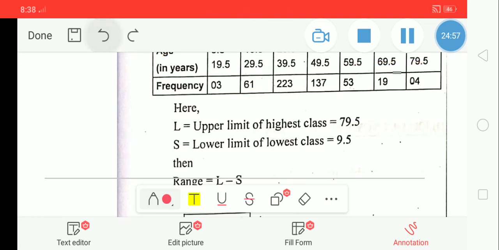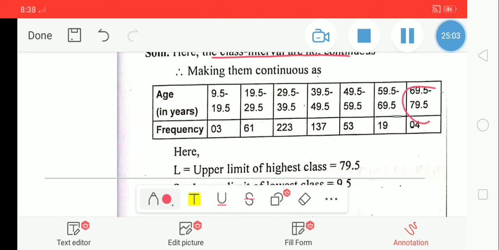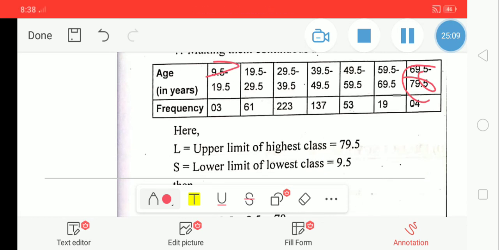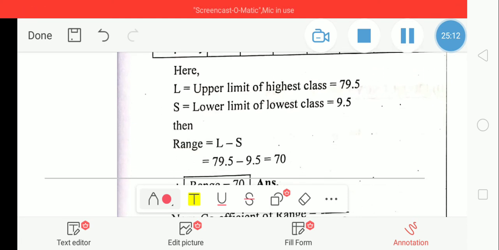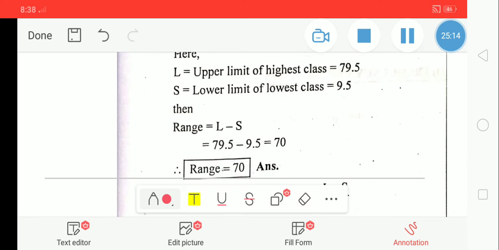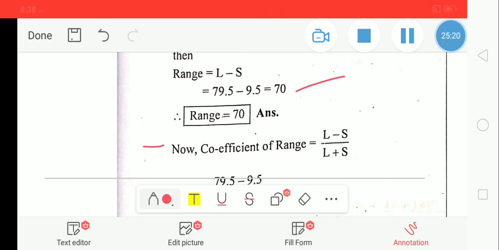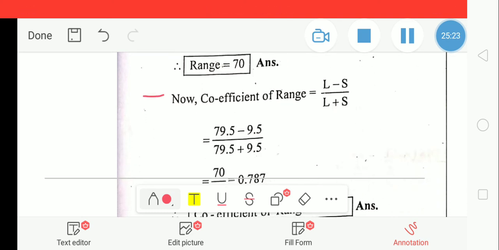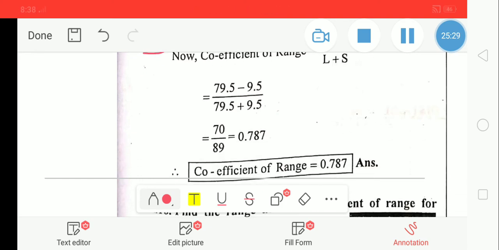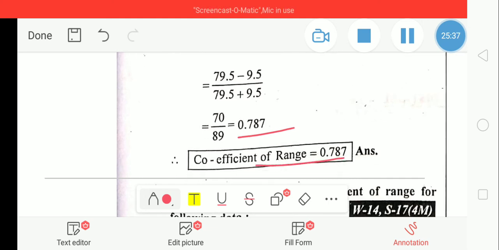L is the upper limit of the highest class, which is 79.5, and S is the lower limit of the lowest class, which is 9.5. So range is L minus S, that is 79.5 minus 9.5, which is 70. The coefficient of range is L minus S divided by L plus S, that is 79.5 minus 9.5 divided by 79.5 plus 9.5. So 70 divided by 89 is 0.787. This is the coefficient of range.